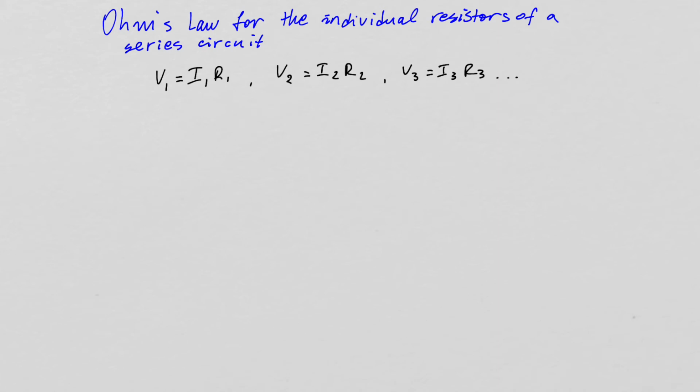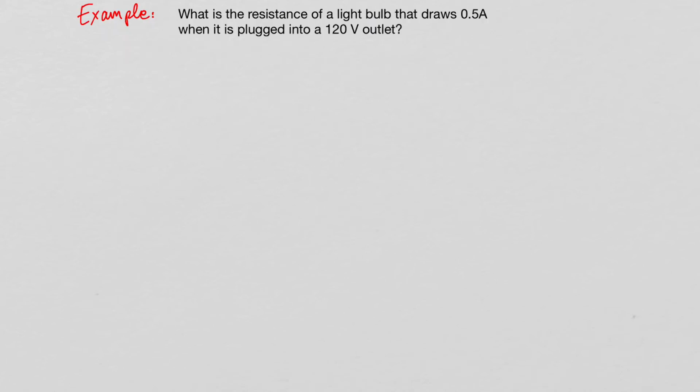So combining the rules for the entire circuit, for the voltage supplied to the circuit, the total current and the total resistance, with Ohm's law for the individual resistors, allows you to find all the information necessary to analyze a simple series circuit. Now let's do a few examples involving series circuits and Ohm's law.